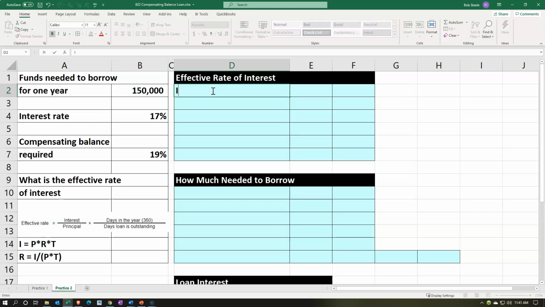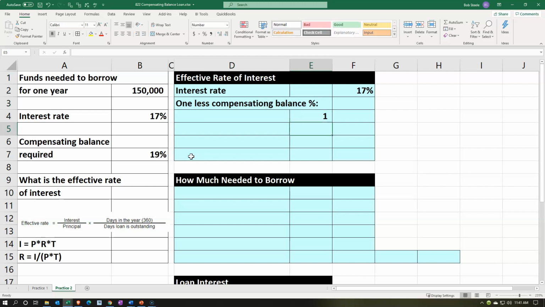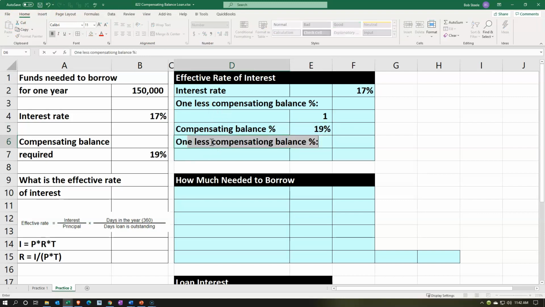We're going to say the interest rate is the 17%. So the 17% on the outside. I'm going to percentify that. We're going to go to the Home tab, Numbers group, percentify it. And then we have 1, this is going to be a subtotal, less the compensating balance percent. I'm not going to put any name here. It's just 1 minus the compensating balance percent, and that's going to be equal to the 19%. I'm going to go to the Home tab, Numbers, percentify that, and then I'm just going to remove the colon at the end of this.